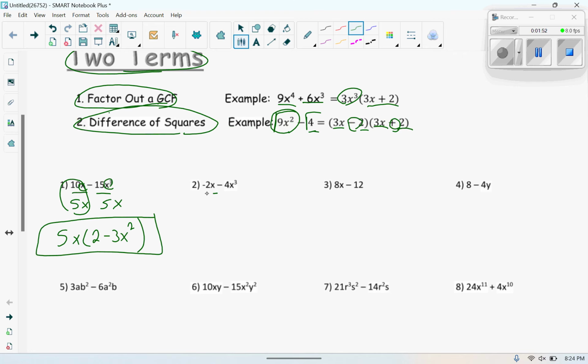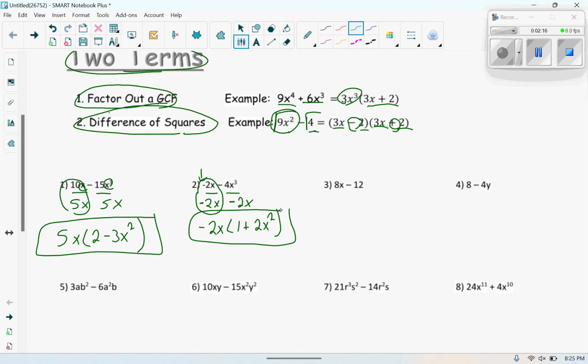On number 2, the first thing that I noticed is because of that guy right there, I need to pull out a negative. And then I also notice that they have a 2x in common. So it's going to be 2x. Anything over itself is 1. So 1 plus 2x squared, like that.